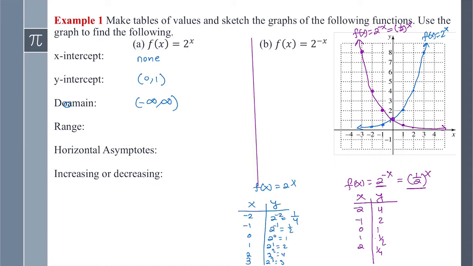Now for the range, it's never going to touch the x-axis and it's never going to go below that. So that means the range is from 0 to infinity, and 0 is not included because it's never going to become 0. It approaches 0, but it's never 0. Now, we don't have any vertical asymptote here, but we have the horizontal asymptote, which is the x-axis or the line y equals 0.